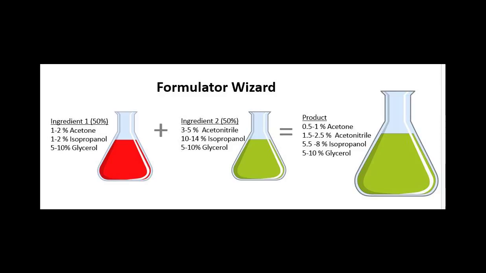For example, assume that you have two or more ingredients that you mix together in a certain ratio to create your product. And assume that each of these ingredients itself contains several chemicals. To determine the total amount of each chemical in your final product could require the use of a complicated spreadsheet. The beauty of the Formulator Wizard is that it will keep track of the amount of each chemical that you add. Let's illustrate with a simple example.